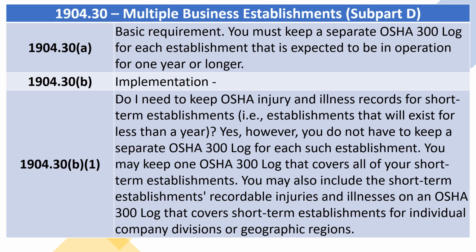1904.30(b) Implementation. 1904.30(b)(1) Do I need to keep OSHA injury and illness records for short-term establishments, i.e., establishments that will exist for less than a year? Yes, however, you do not have to keep a separate OSHA 300 log for each such establishment. You may keep one OSHA 300 log that covers all of your short-term establishments. You may also include the short-term establishment's recordable injuries and illnesses on an OSHA 300 log that covers short-term establishments for individual company divisions or geographic regions.